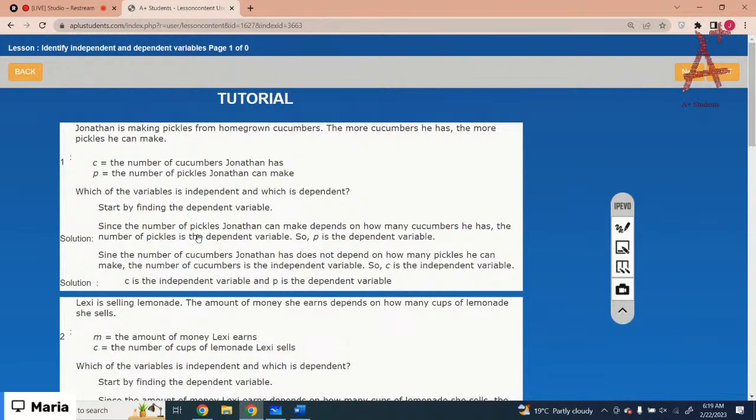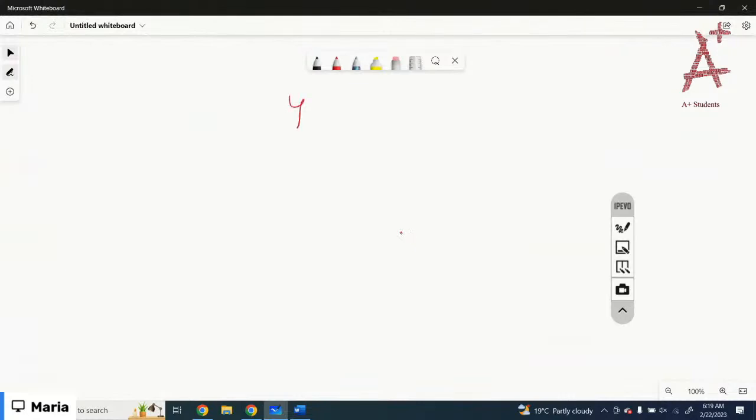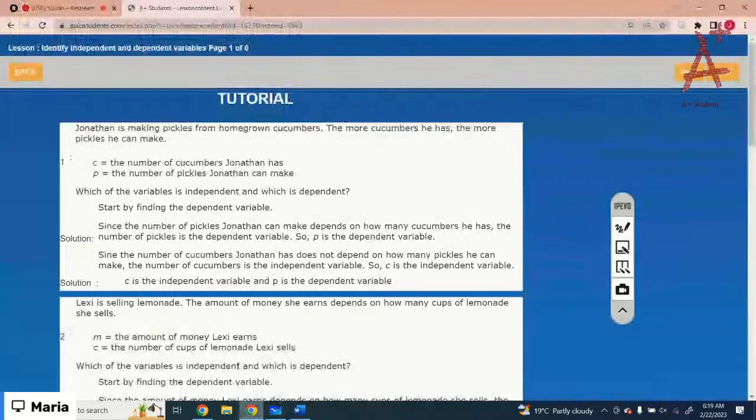Whenever you see an equation like y equals x plus something, for example 3, that means the value of the variable y depends on the variable x. So x is the independent variable and y is the dependent variable. Got it? Okay, let's start with the first example. We have to read the question, and from the question we can see which is dependent and which is independent.